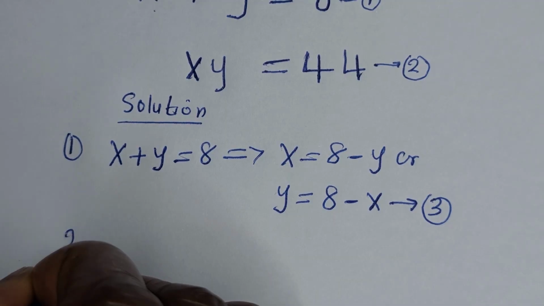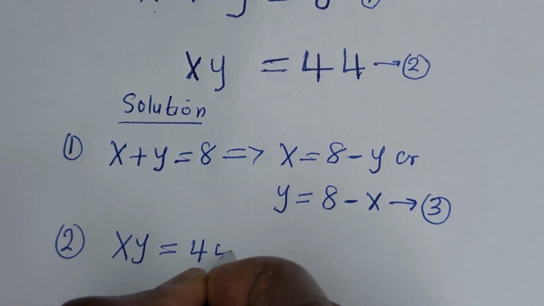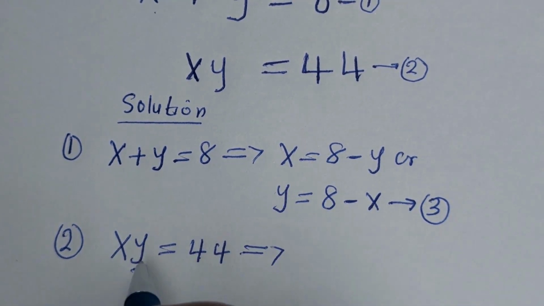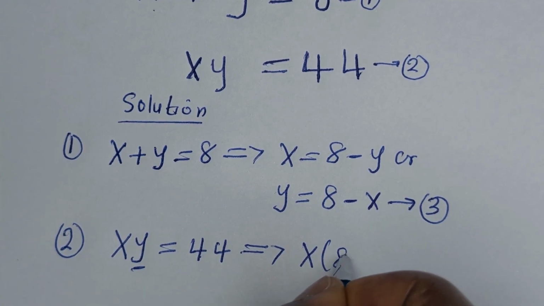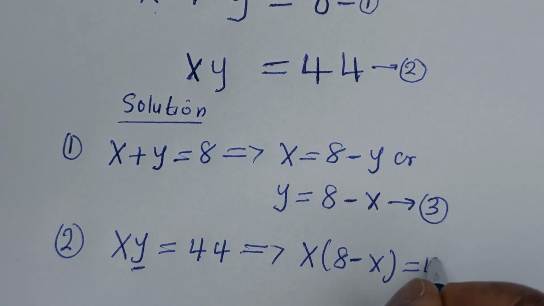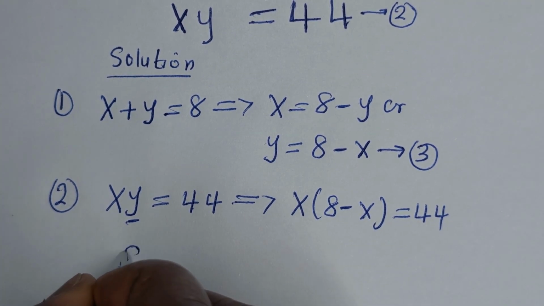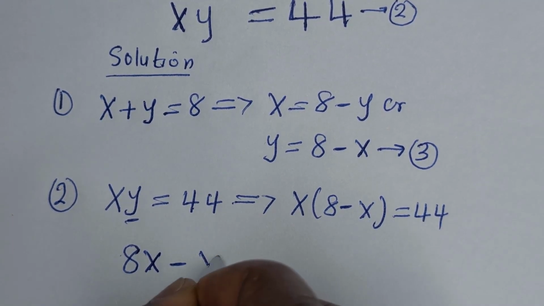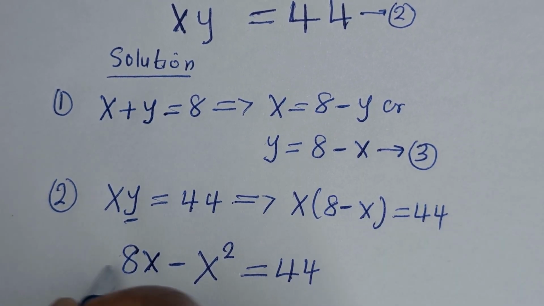From equation 2, sy is equal to 44. Let us substitute for y here. You may also substitute for s. We have s bracket 8 minus s bracket is equal to 44. Now s multiplied by 8, 8s minus s multiplied by s, s square, is equal to 44.